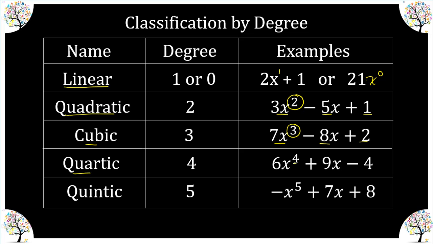Quartic, our highest exponent on the variable is 4. Quartic meaning 4. So this is a trinomial by terms, but it's a quartic by degree. Then we have quintic, meaning 5, and our highest variable is 5. So this again is a trinomial, but it's quintic in degree, a degree of 5.